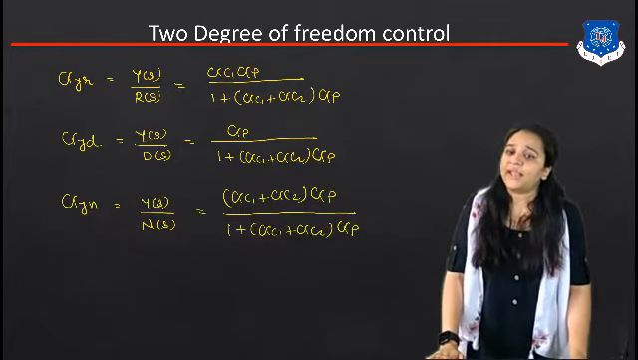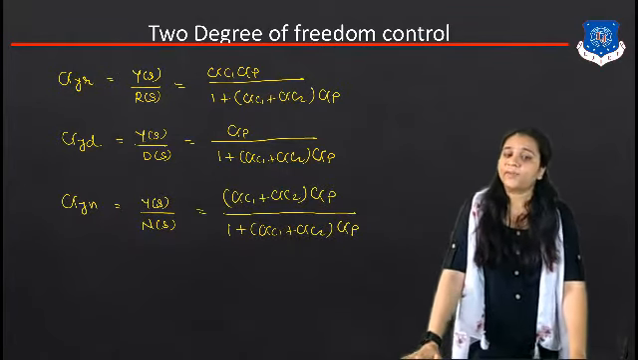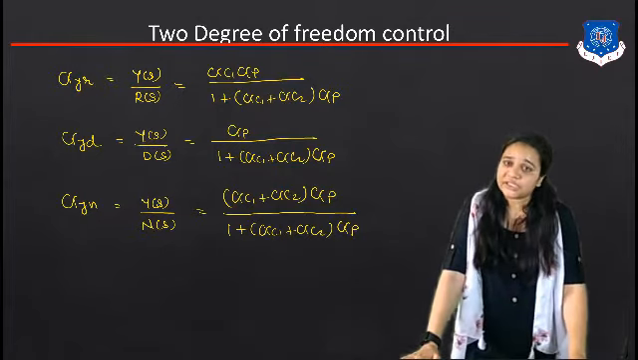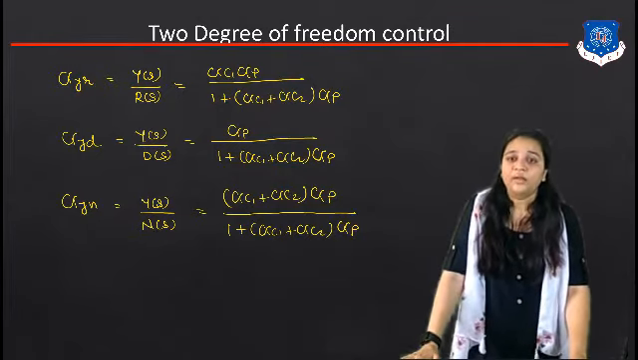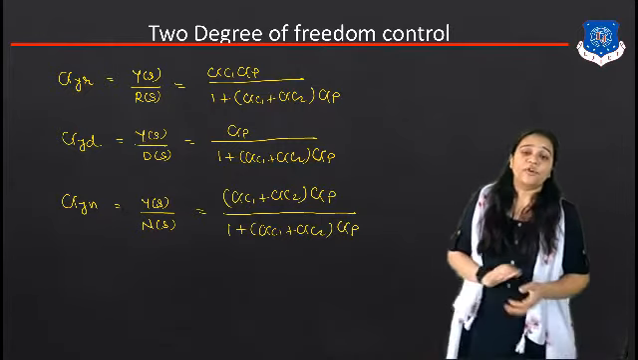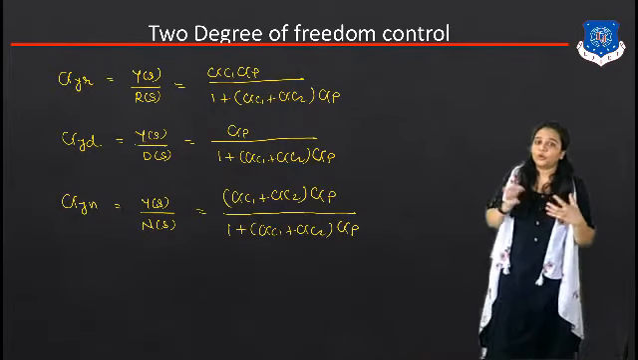Same thing, Gy, and that is equal to Y(s) upon R(s), that is equal to Gc1 plus Gc2 into Gp upon 1 plus Gc1 plus Gc2 into Gp. So what is the difference between 1 degree and 2 degree of freedom?